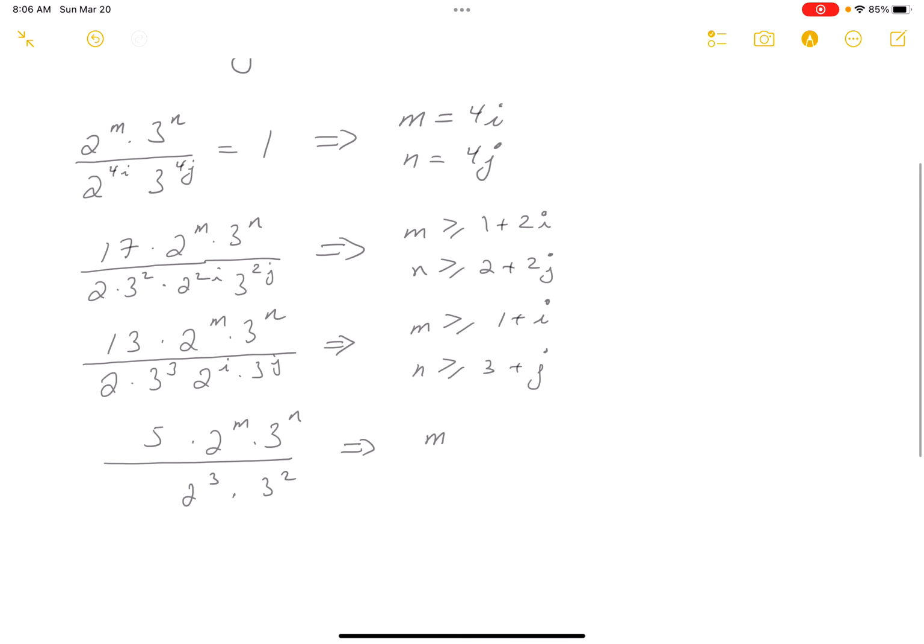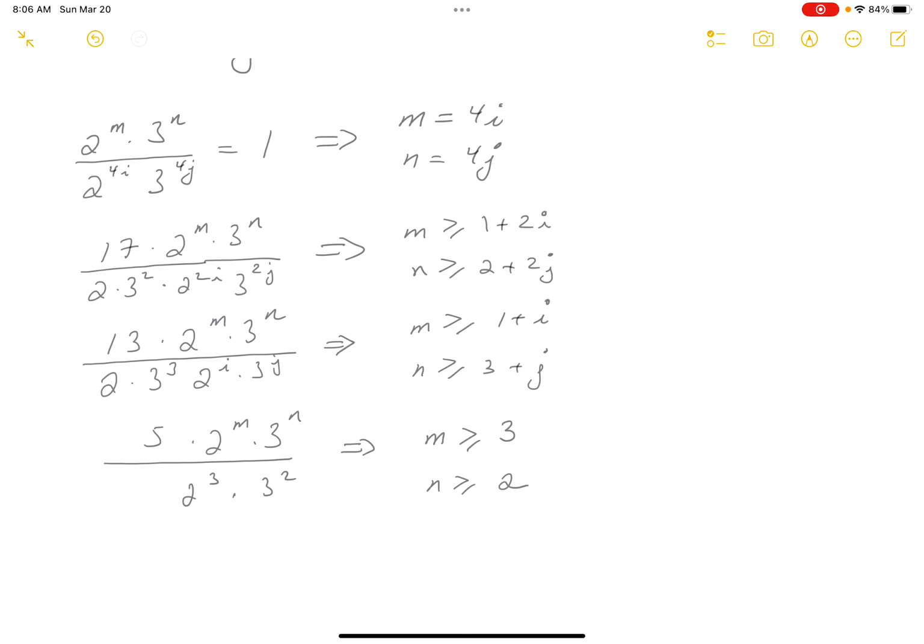M must be greater than or equal to 3. I want these to be integers, by the way. And the n must be greater than or equal to 2. Boy, a lot of conditions, aren't there? All right? So, someone says, what are you going to do about that? I mean, I got to do something.